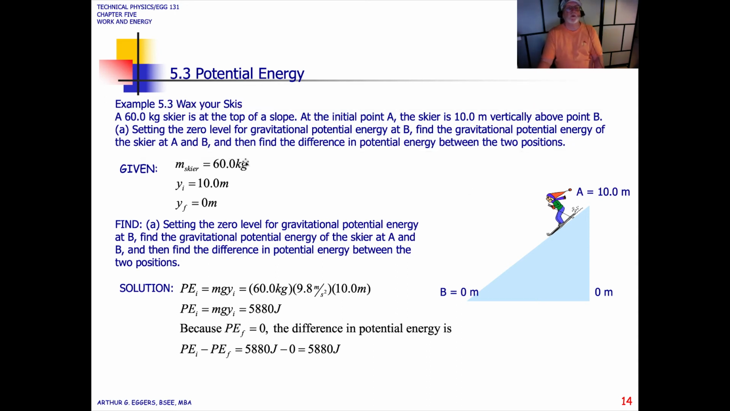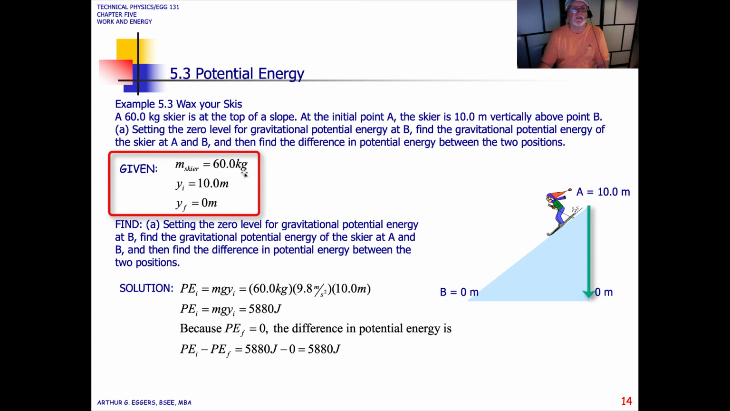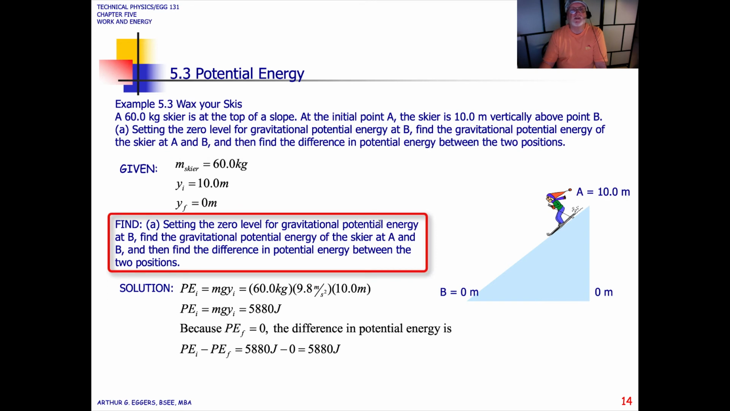So again, we gather what we know. The mass of the skier, 60 kilograms. Again, that's not the weight of the skier, that's the mass of the skier. The initial point, y initial, is 10 meters. That's at the top of the slope. And the final point, 0 meters at the bottom of the slope. So find, setting the zero level for gravitational potential energy at B, the gravitational potential energy of the skier at A and B, and the difference in potential energy between the two.